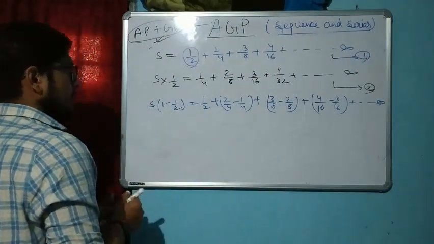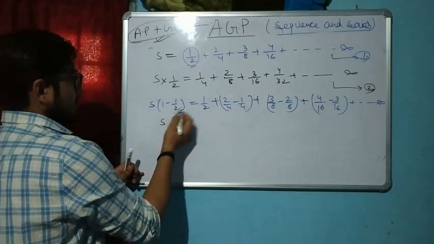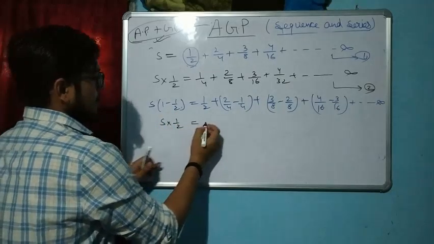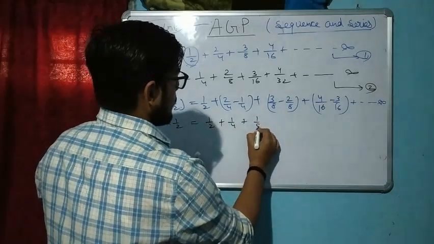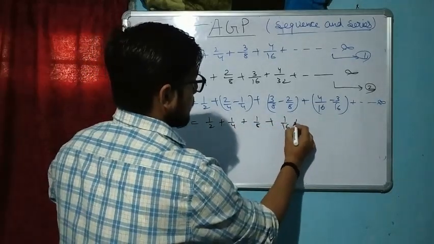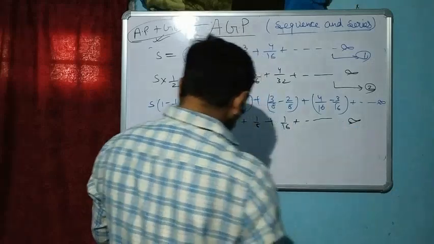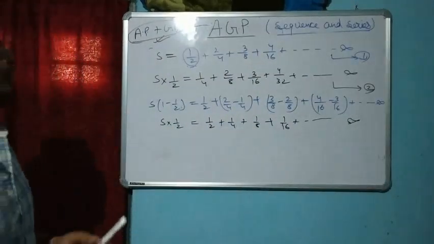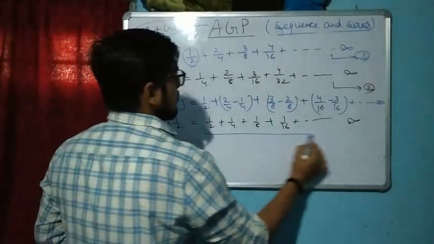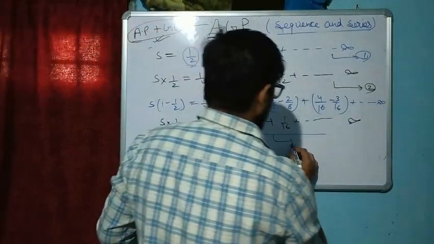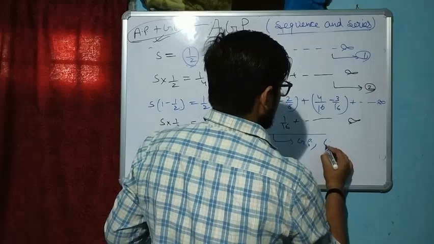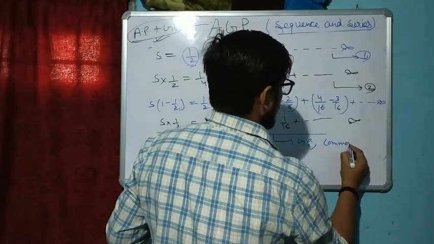So the new series that we have obtained is 1 minus 1 by 2 is 1 by 2. 1 by 2 plus this will be 1 by 4, this will become 1 by 8, this will become 1 by 16, and so on it will continue up to infinity. Now if you carefully look at these terms, these are nothing but the terms of a geometric progression having common ratio equal to 1 by 2.